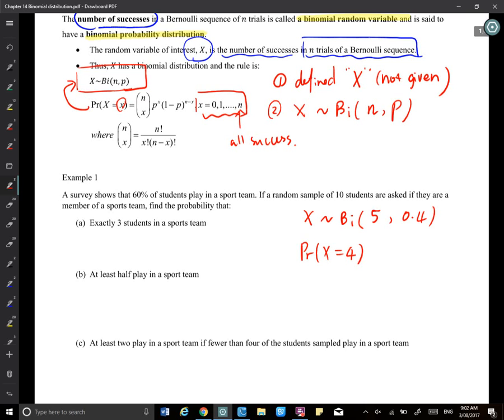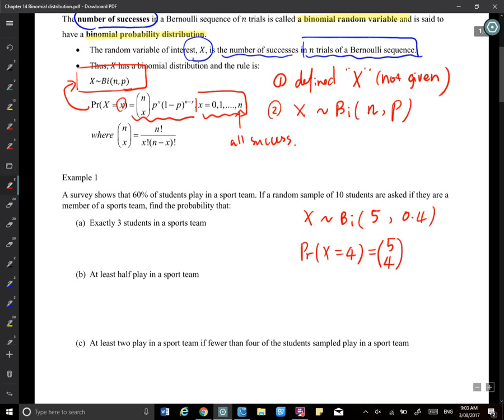Okay, which is probability x equals to 4. This probability will be equivalent to, going back to the formula above, n. What is n? N is 5 in this case. And then I will select 4 from that. So 5 is the number on top, and 4 is how much I want to select from this 5.